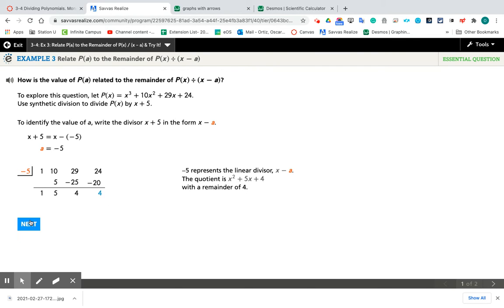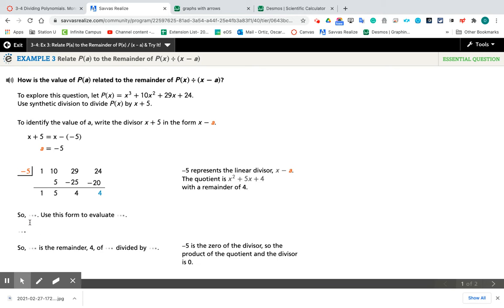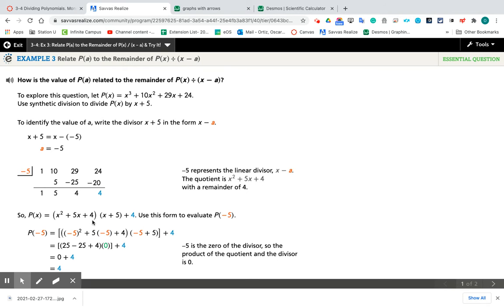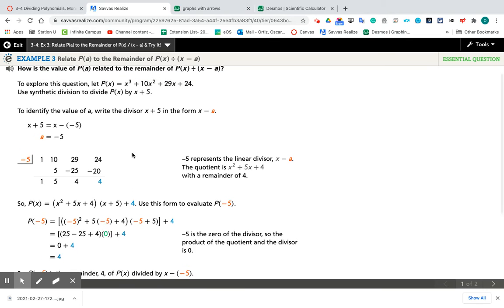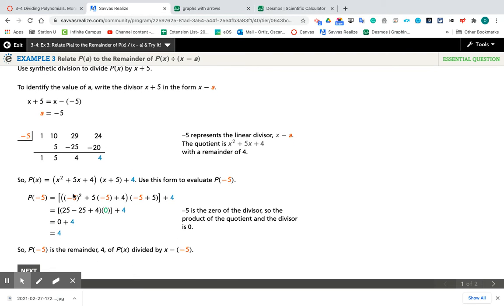So now let's see what we get when we replace into the polynomial. Well, we can do it here, but we could have done it also here. When you do negative 5 to the third power plus 10 times negative 5 to the second plus 25 times negative 5 plus 24, you should get the same answer, 4. Okay, but they are just using this form of the polynomial. Remember, it is the quotient times the divisor plus the remainder.